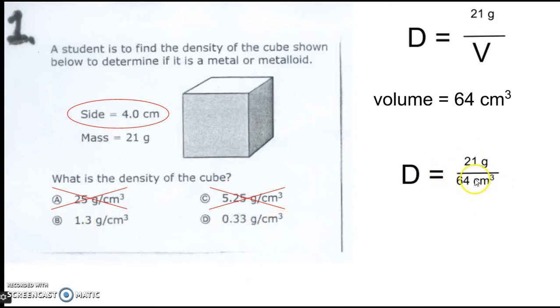Like we just said earlier, the numerator is less than the denominator. This is a fraction that is going to be less than 1 because the numerator is less than the denominator. Look at your answer choices. 1.3 is greater than 1, and 0.33 is less than 1. So your answer is 0.33 grams per cubic centimeter. If you want to do the math, go ahead. 21 divided by 64 is going to give you an ugly decimal that's just about 0.33. That's how you solve that one.